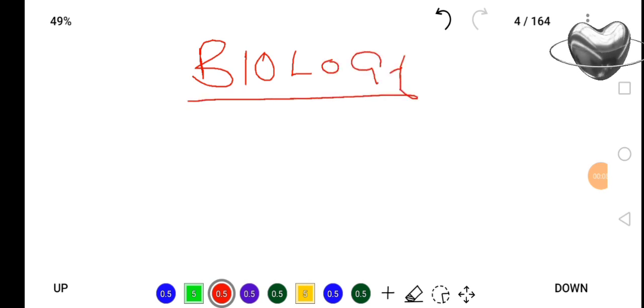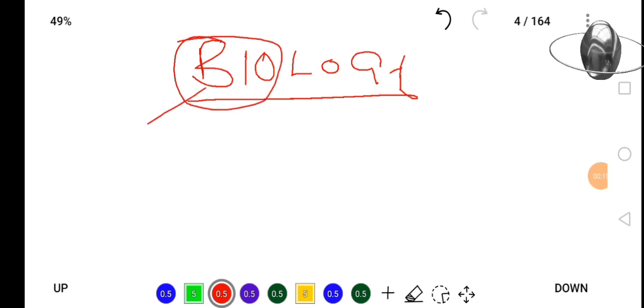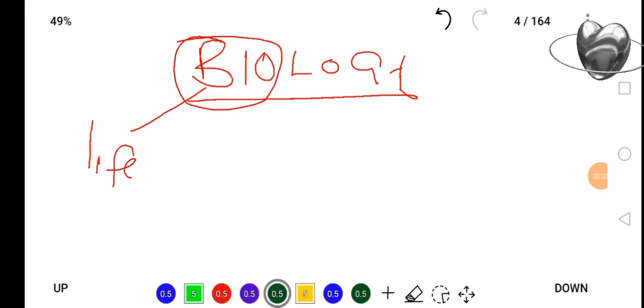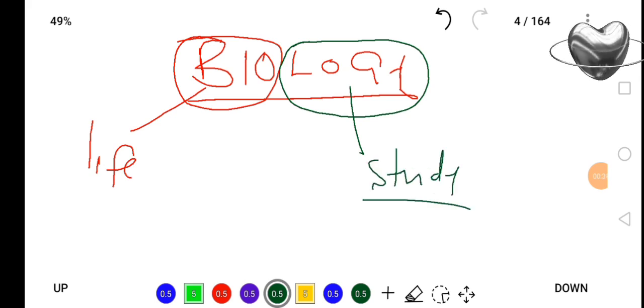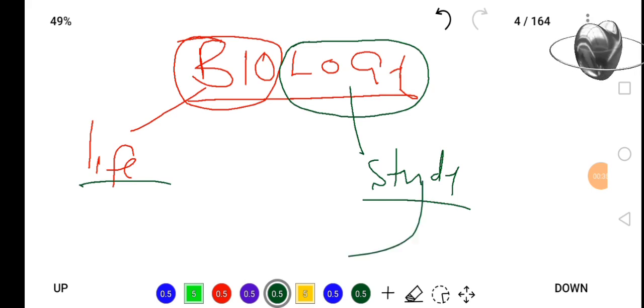Biology is the subject which deals with the study of life. Therefore, this term bio means life, and the suffix means study. Therefore, in biology, we deal with the study of life.